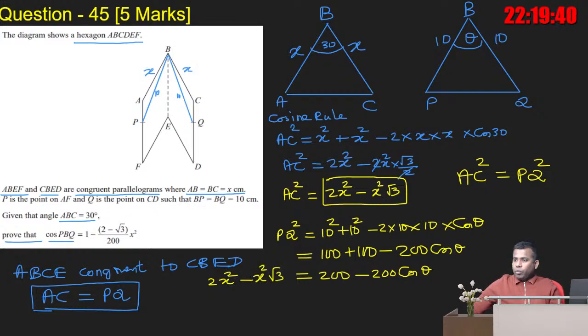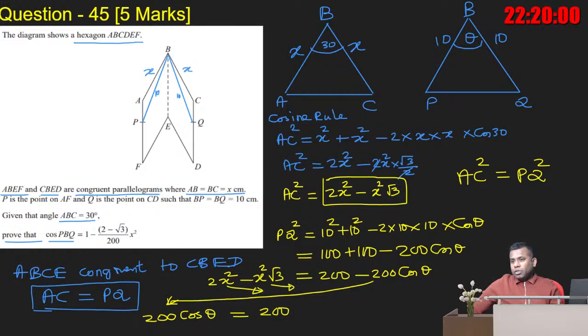Hope you understand, we are nearly there. I'm bringing the minus 200 cos theta to the front, so minus 200 cos theta becomes 200 cos theta equals 200. This 2x squared can go to the other side, so it's going to be minus 2x squared plus x squared root 3.